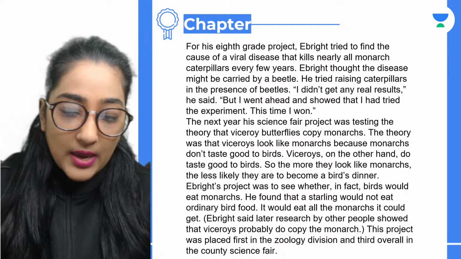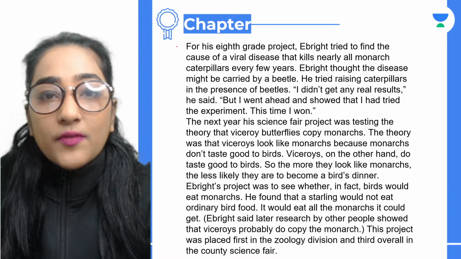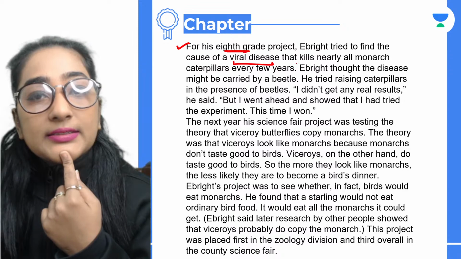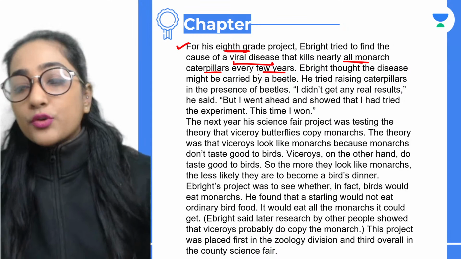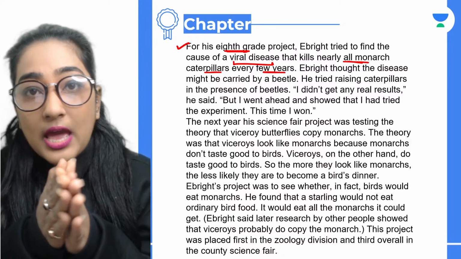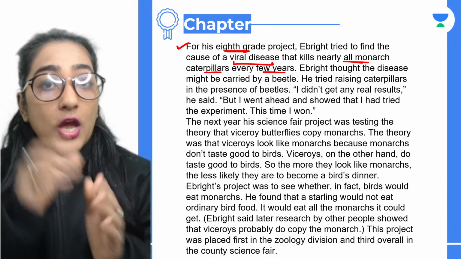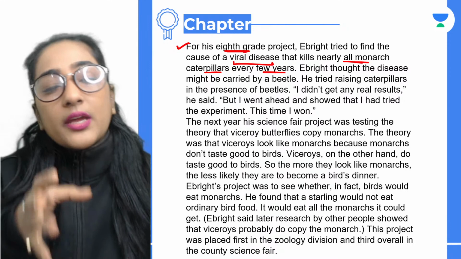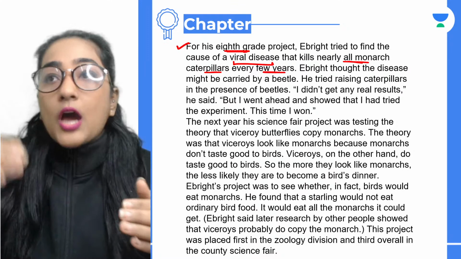Alrighty. Very great. Now moving ahead, for his 8th grade project, when he was in 8th class, Ebright tried to find the cause of a viral disease that kills nearly all monarch caterpillars every few years. अब उसको ये पता करना था कि ऐसा क्या हो रहा है जिसकी वजह से monarch caterpillars, I mean just when they are out from the egg. Okay, and monarch species की हम बात कर रहे हैं. ऐसी कौन सी viral disease है कि वो बाहर आते ही मर जाते हैं. He wanted to know why they are dying every few years.